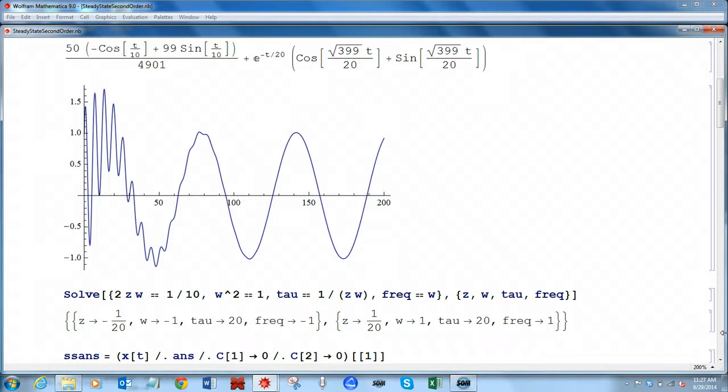Zeta is real small. 1/20th. Is that what we said? 1/20th. The omega is 1. 1 over 1/20th is 20. There's 20 seconds as the time constant. It's going to take 80 seconds until it finally gets to where it's going.